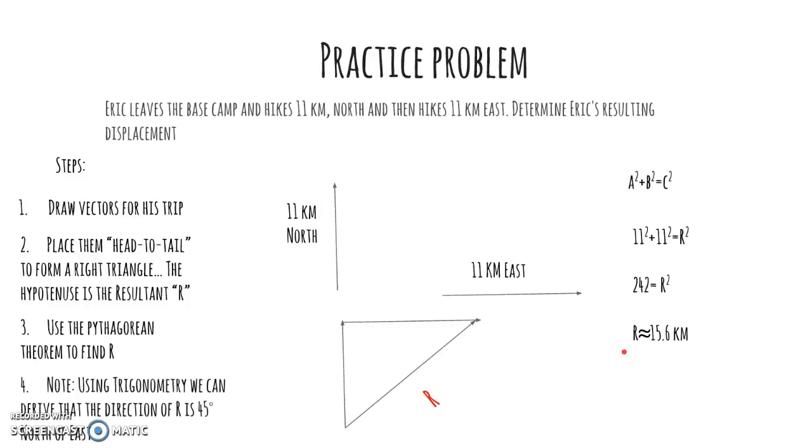Note we could have also used trigonometry to derive the direction of R as being 45 degrees north of east, because we always measure things using the cardinal directions: north, south, east, and west. So if we start with east, we can then head north 45 degrees, and end up where we should be with the resulting vector.